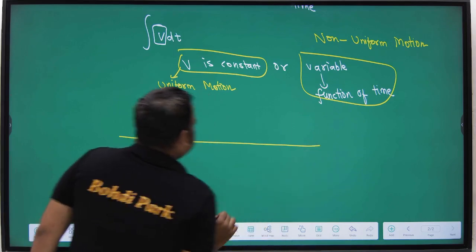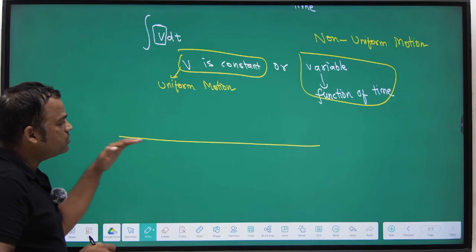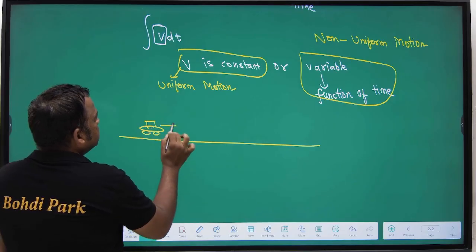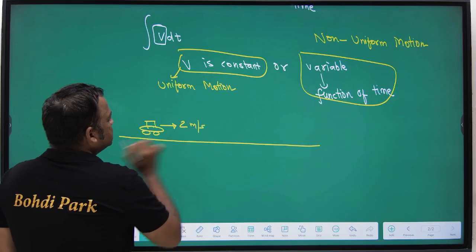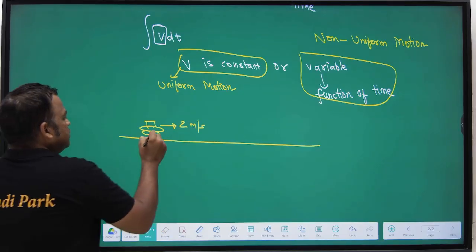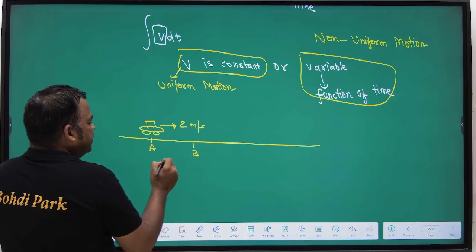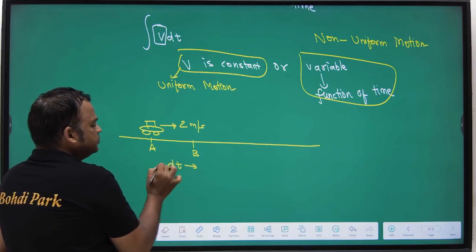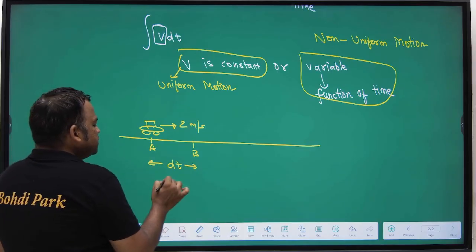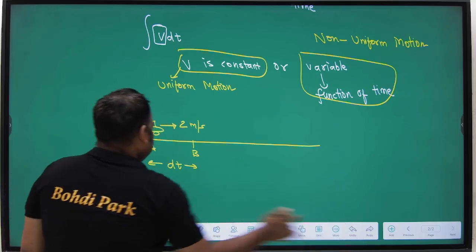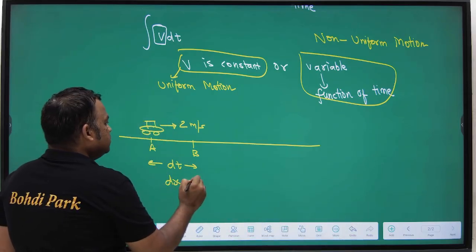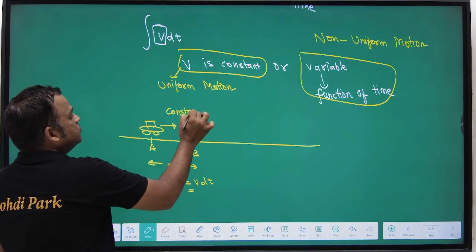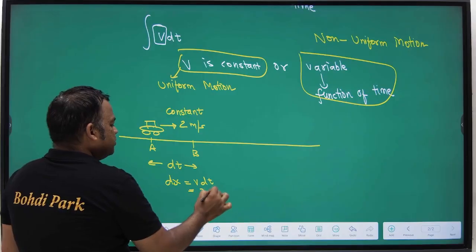Suppose this is a straight line. Let us suppose a car is moving along this straight line with constant velocity. Let us suppose the constant velocity is 2 meter per second. Suppose the point A and point B, the car is going from A to B and the time taken is dt. So the displacement dx will be v dt, and v is constant 2 meter per second, so it will be 2 dt.